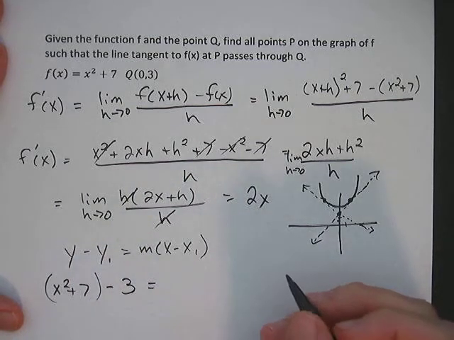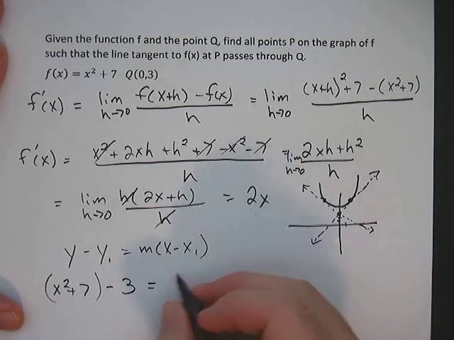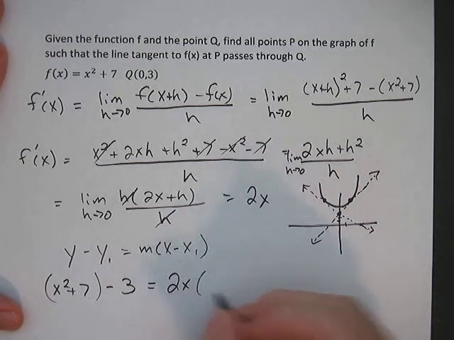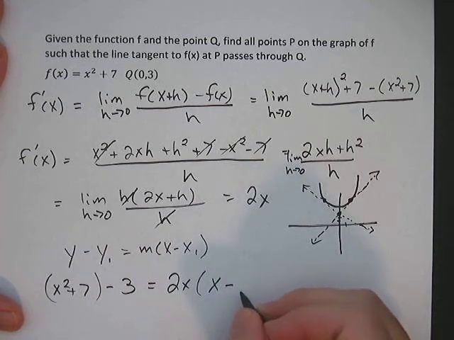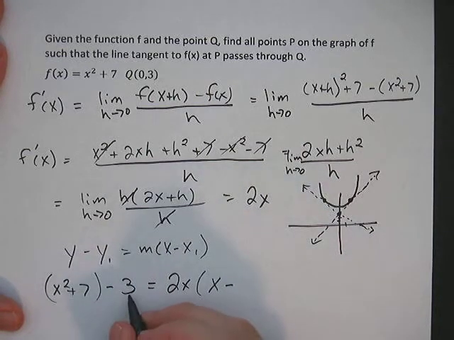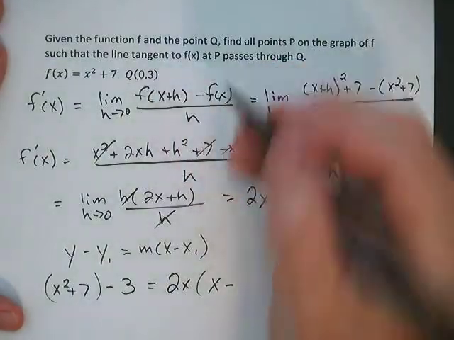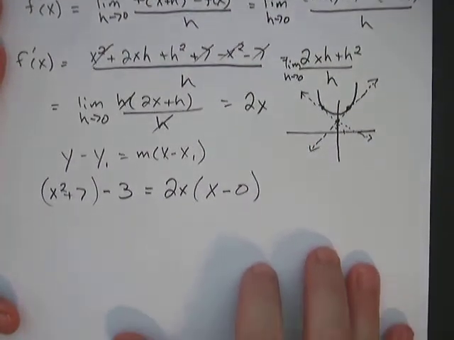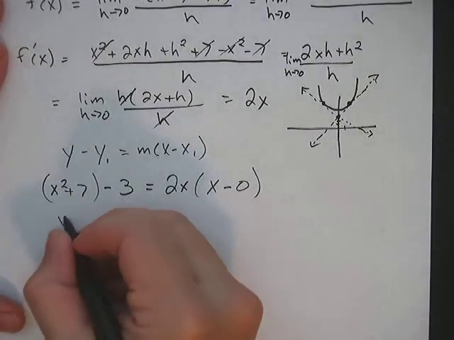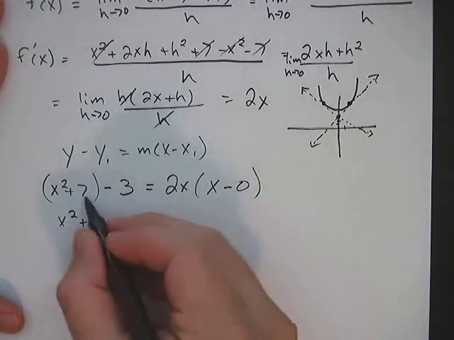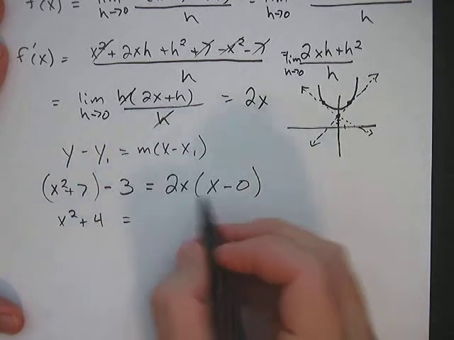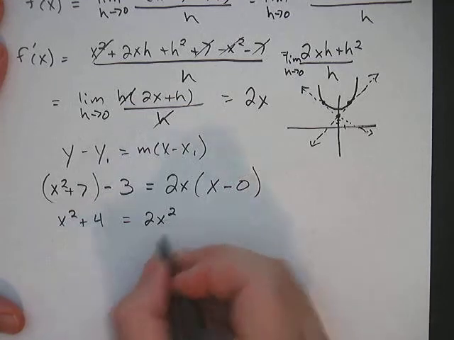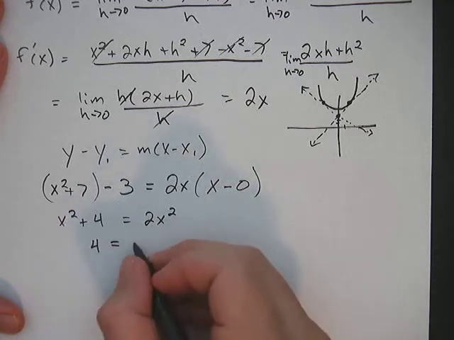What's our slope? Well, we have 2x as the slope. We don't know anything more about it. That's our derivative function, so we'll just keep it as 2x for now. And then x minus, what's the x value that we plug in? We plugged in a 3 for the y value, so let's plug in a 0 for the x value. When we do that, let's clean that up a little bit. x squared plus 4 equals 2x squared. So we can move the x squared over, and we get 4 is equal to x squared.